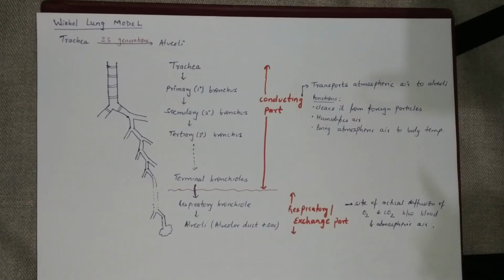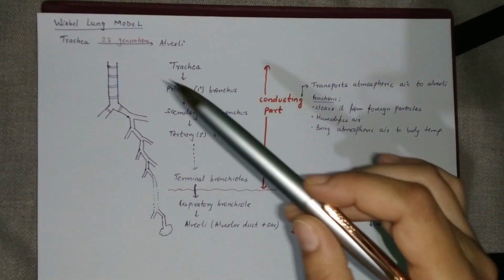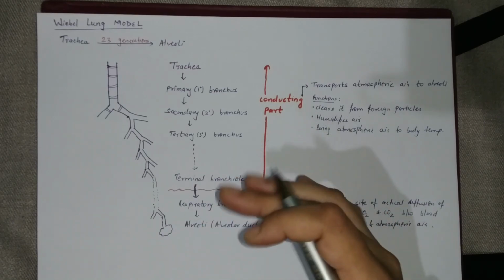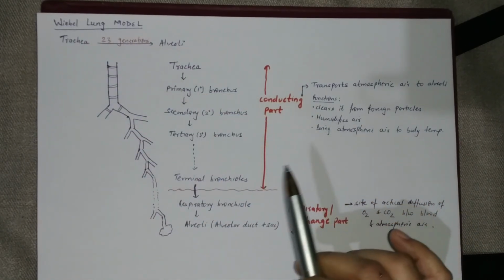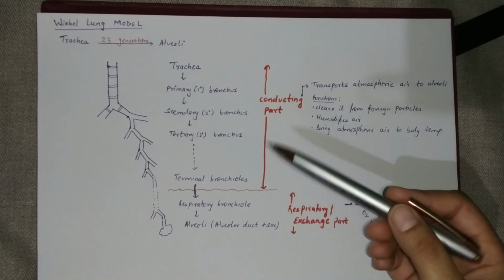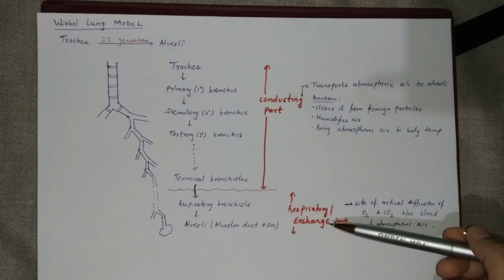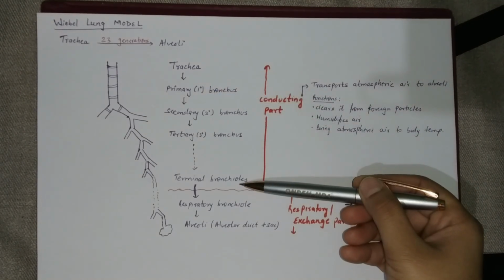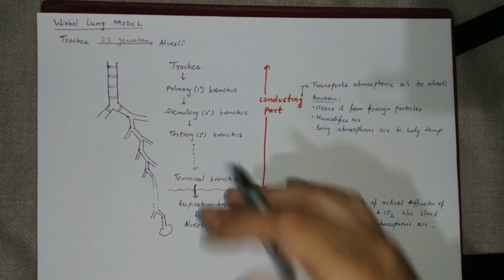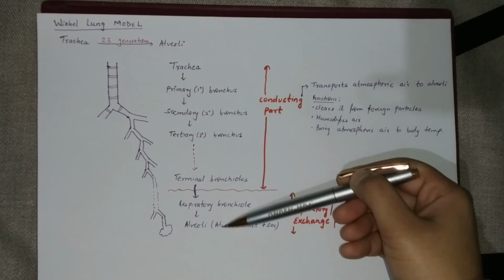Now coming to the second page. From trachea to alveoli, we have 23 generations, or we can say divisions. Each generation is a division. This is as per the Weibel lung model; this name is not important for you. We have divided these divisions into two parts: the conducting part and the respiratory or exchange part. The conducting part is from the trachea to the terminal bronchioles, that is, in between we have multiple divisions of the bronchi.